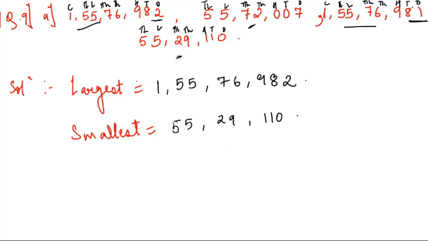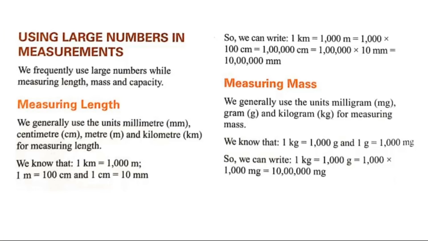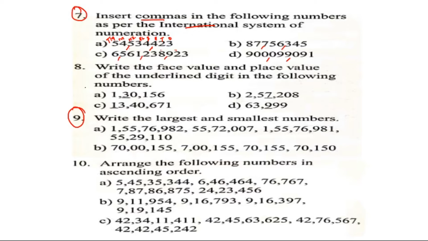Next one, question number 10. Arrange the following numbers in ascending order. What we have to do here is arrange the numbers in ascending order. Let me take the screen. Ascending order means smaller number to the bigger number. We all know what is ascending and what is descending.